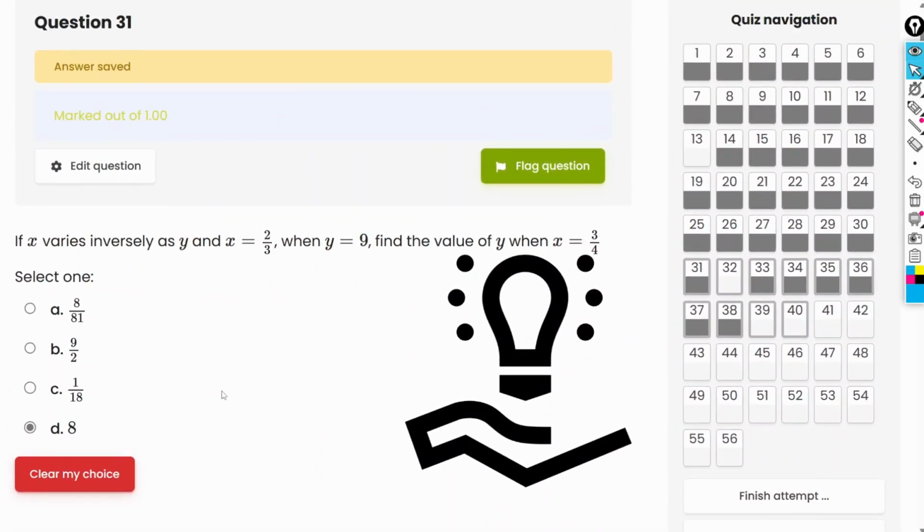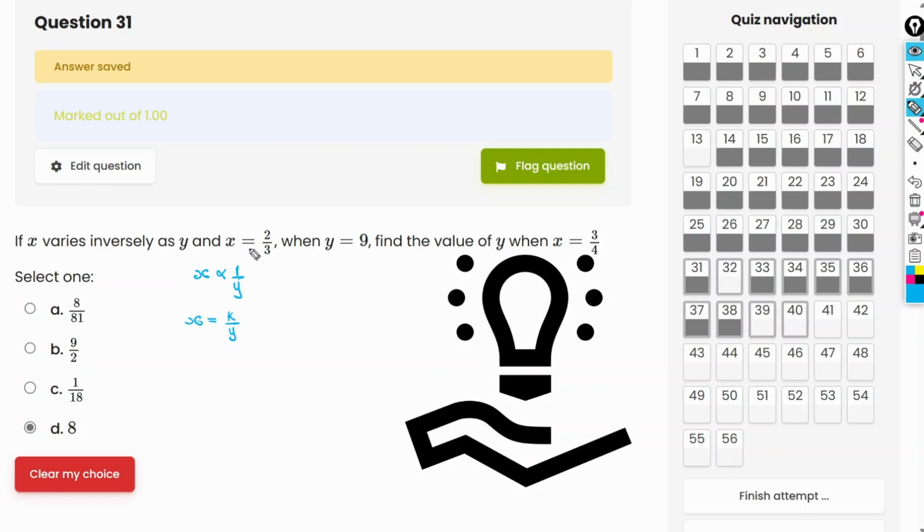All right, question 31 says X varies inversely as Y. So I like to just pause and set up that first before I move on to anything, right? So X varies inversely as Y, that's the relationship. And so we can set this up as an equation that would become X is equal to what? K over Y. That's the next thing, right? X is equal to K over Y.